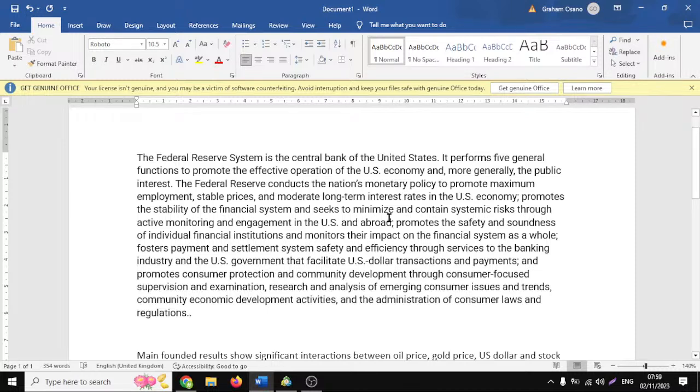It also promotes the safety and soundness of the payment and settlement systems through services to the banking industry and the US government that facilitate US dollar transactions and payments. It promotes consumer protection and community development through consumer-focused supervision and examination, research and analysis of emerging consumer issues and trends, community economic development activities, and the administration of consumer laws and regulations. So these meetings do not only focus on the government or the citizens of the United States. They focus on everyone within the United States and also outside it, from employment to interest rates to consumer protection to how laws concerning consumers are enacted.